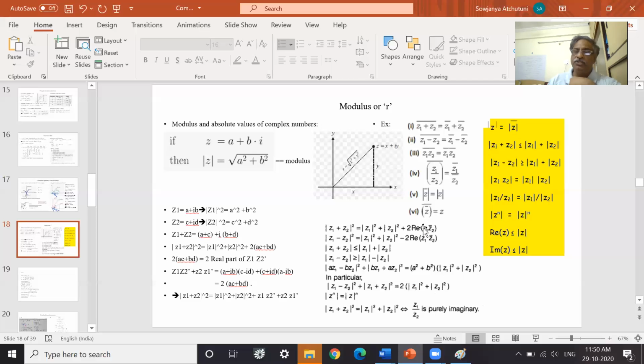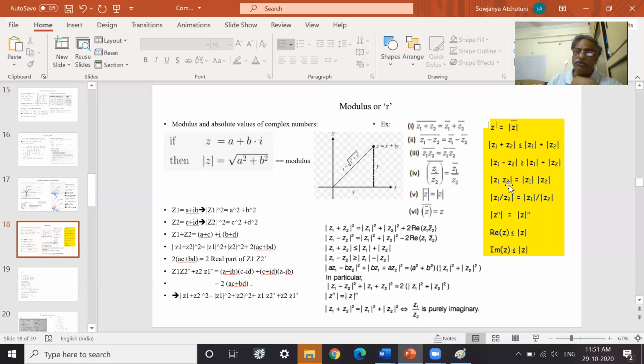Here, the real part is 0. When they are 90 degree, what is my real part? It will be 0. Real part of Z1 Z2 bar: there the 90 gets cancelled, becomes 0. So the real part is 0. Cos 90 is 0. Let us go back. So these are the formulas on which we will be doing some exercises.